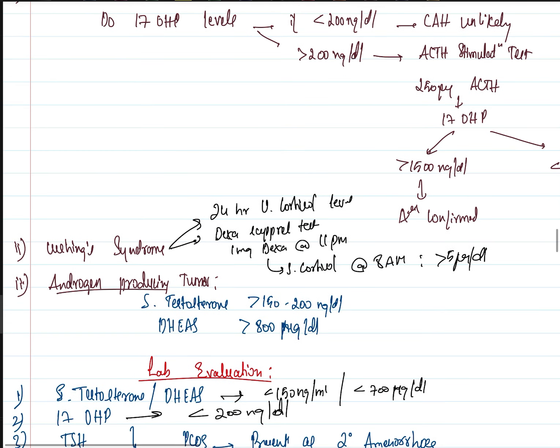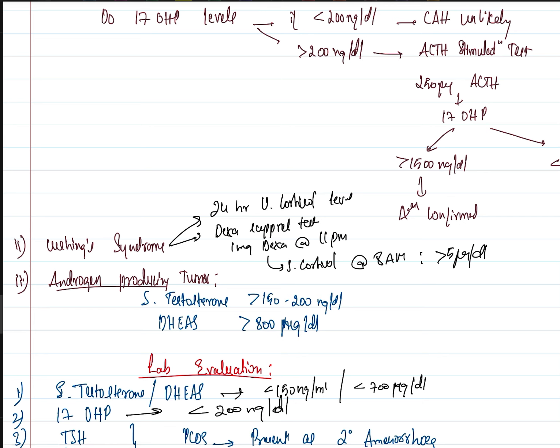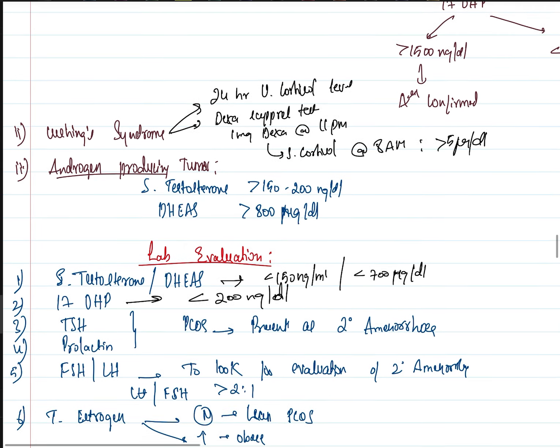Okay. The second is Cushing syndrome. Third is androgen producing tumor, for which we have to measure the serum testosterone level. Anything more than 150 to 200 is considered to be what? An androgen secreting tumor. Okay.